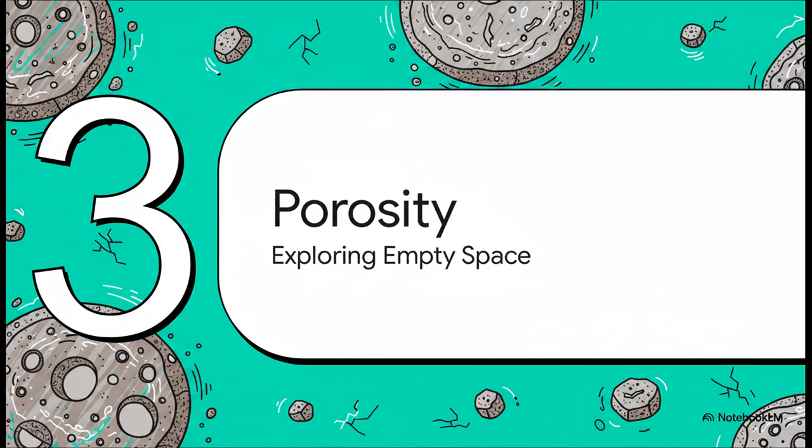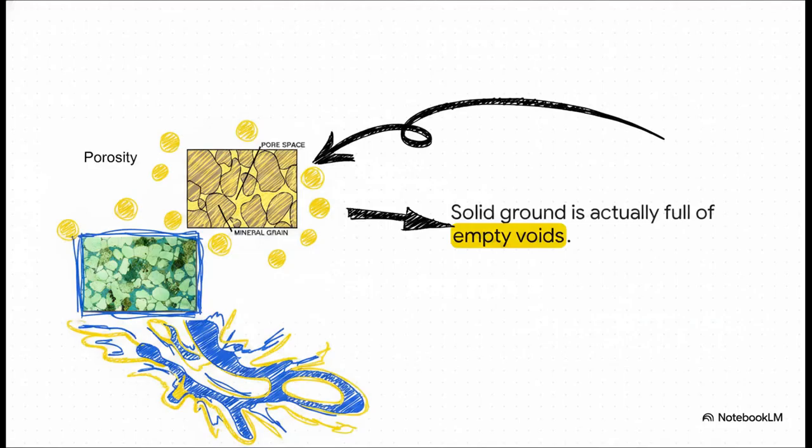Section 3, porosity, understanding empty space. Now, let me ask the class a quick Socratic question here. What happens when a rock isn't perfectly solid all the way through? Because I'll tell you right now, in nature, they rarely are. And this brilliantly illustrates the reality of the situation. Check out the diagrams. See those yellow spaces between the brown mineral grains, or the vibrant blue spaces in the rock micrograph on the bottom? That right there is porosity. It is the visual reality that solid ground is actually full of empty voids.